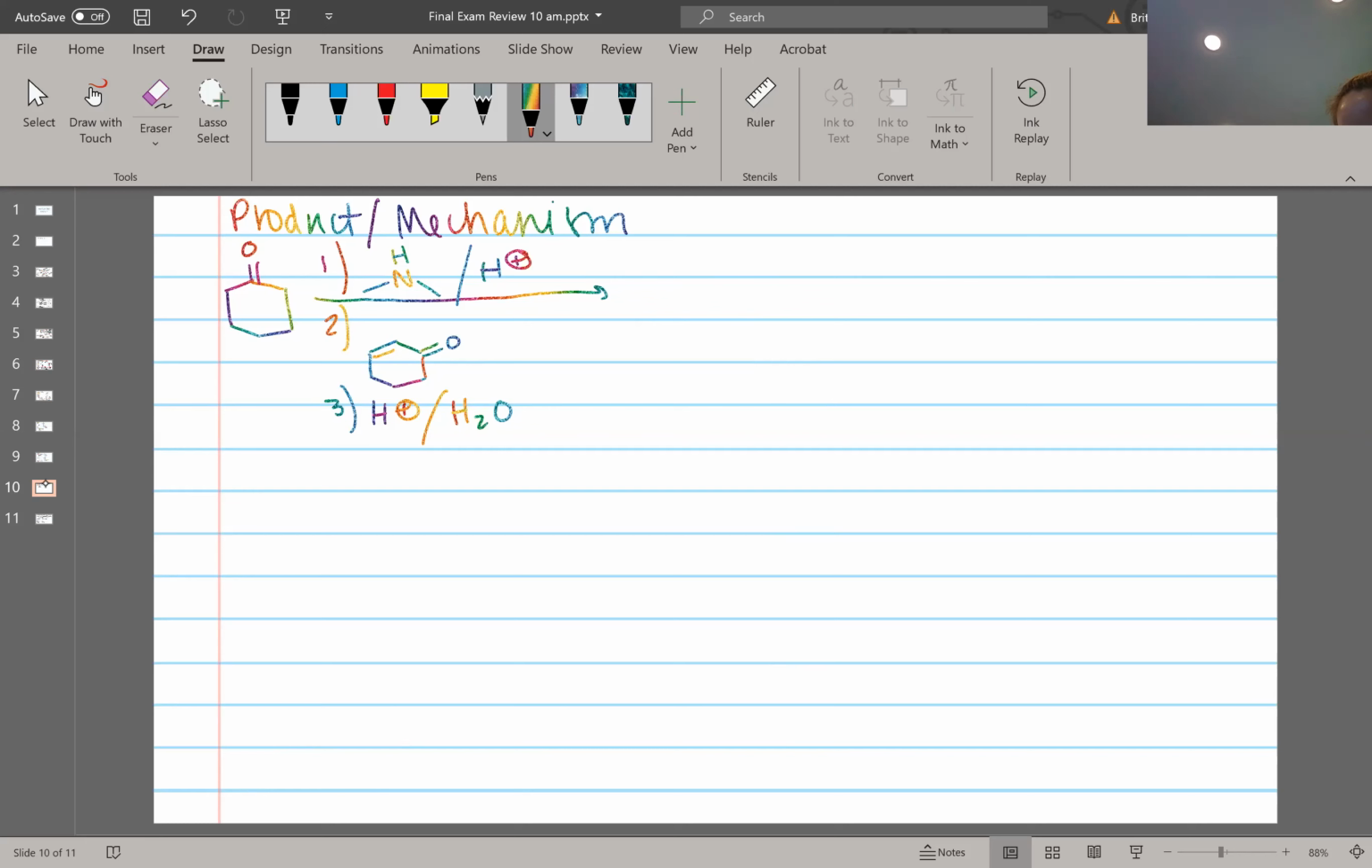So in the first step, we have a ketone and we have a secondary amine and acid. What functional group are we making? An enamine? Yes. Also, whoops, I got ahead of myself.